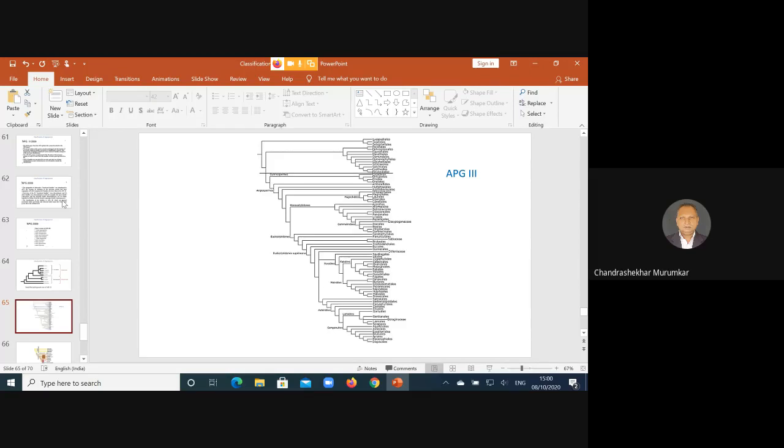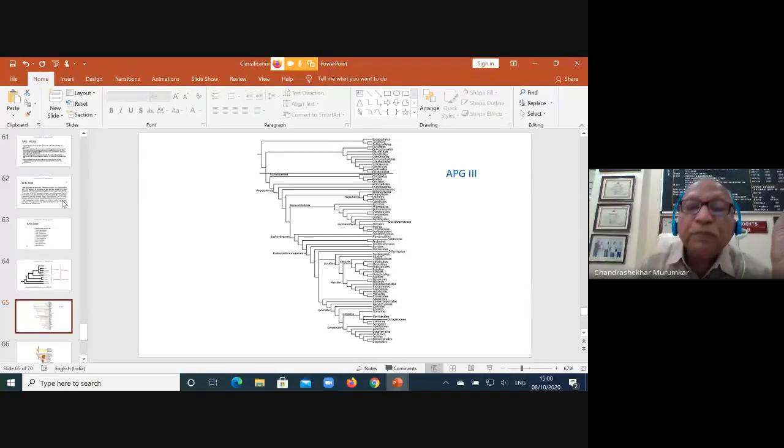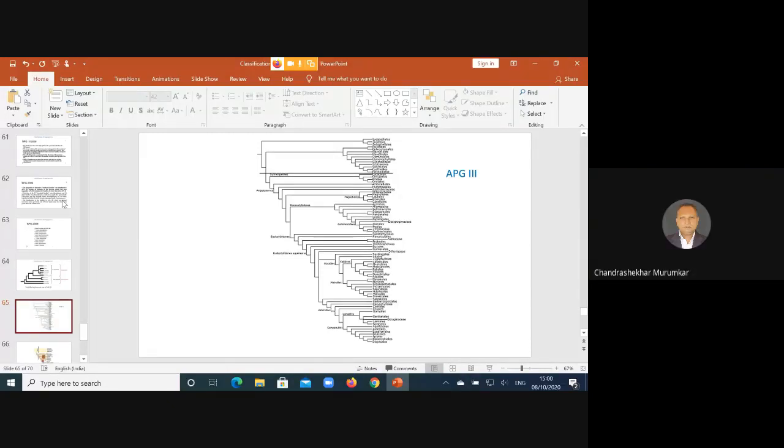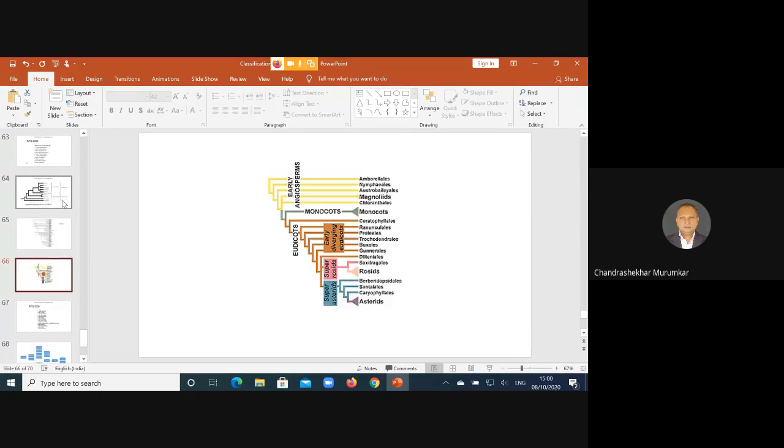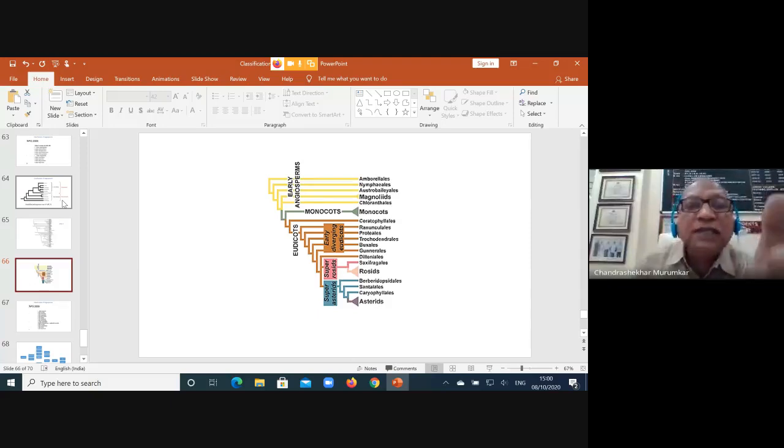At the top, we have a common ancestry, the common clade, which gives rise to the diversification of angiosperms. This is the presentation of genetic configuration and genetic diversity in APG 3, and this is the work which has been done by the APG group. In short, you can see exactly, no, it has been placed in a reverse way.